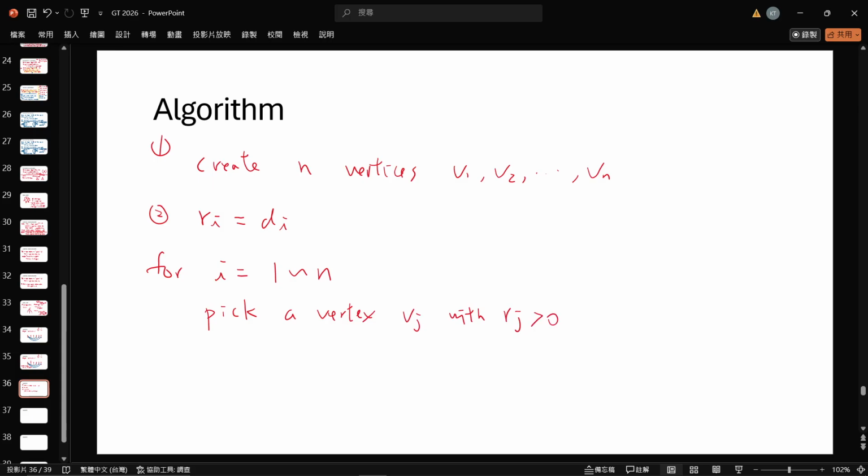Okay, so let's call this chosen vertex Vj. We have to be careful here because when we pick a vertex, we cannot pick a vertex with remaining degree 0. If the remaining degree is 0, this means we don't have to add any more neighbors or edges. So we only need to pick vertices with remaining degrees greater than 0.